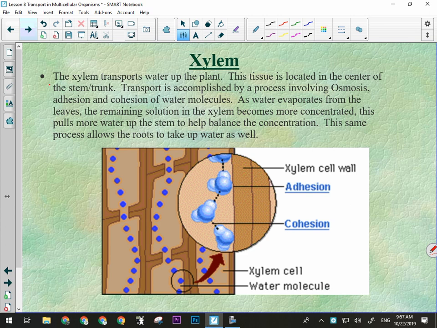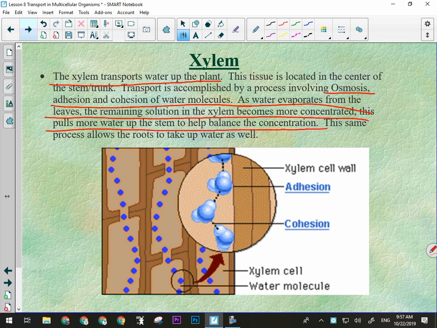So the xylem transports water up the plant. That's key. That's something you just have to know. And that involves osmosis that we talked about already. As water evaporates from the leaves, basically this whole thing here is how water is transported through the xylem from the roots to the leaves. So make sure you have that one highlighted. That's really important. You can see in the diagram here where cohesion and adhesion play their parts, and osmosis is what creates the pulling force.